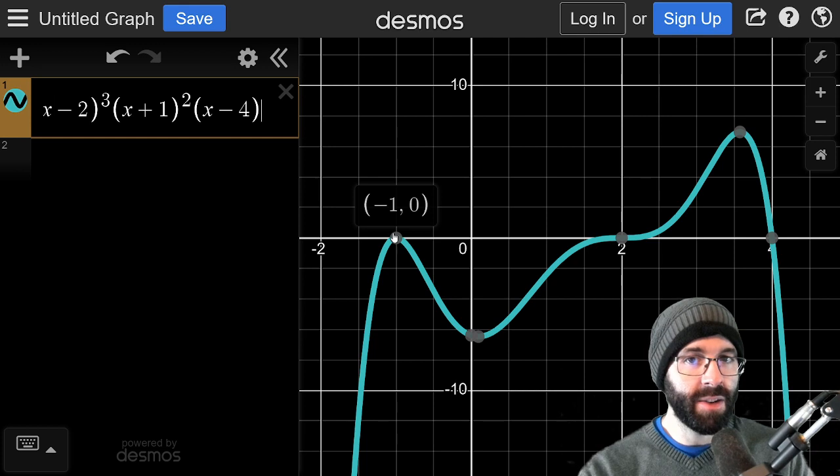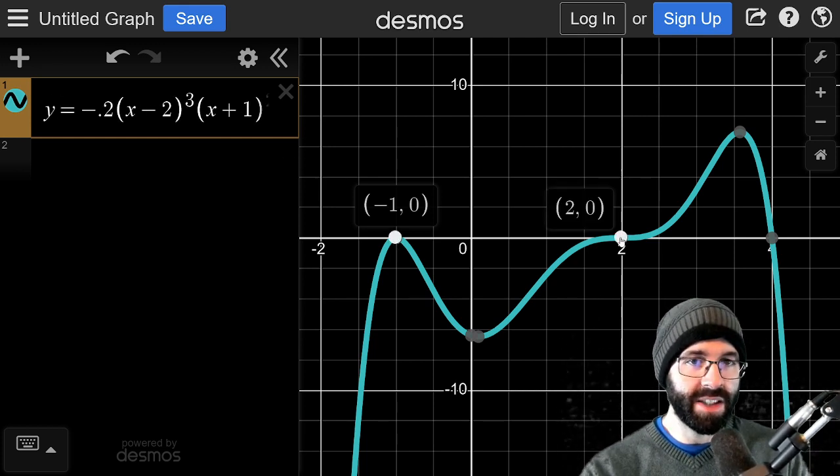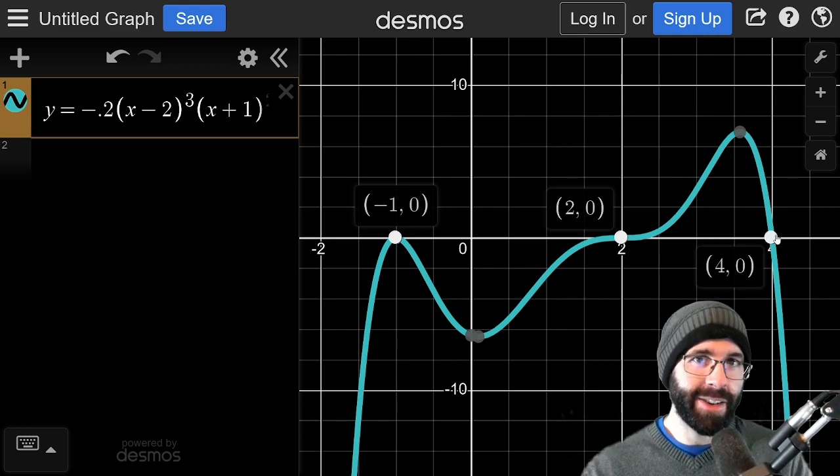As a side note, look at our zeros. This zero has multiplicity 2. This zero has multiplicity 3. This zero has multiplicity 1.